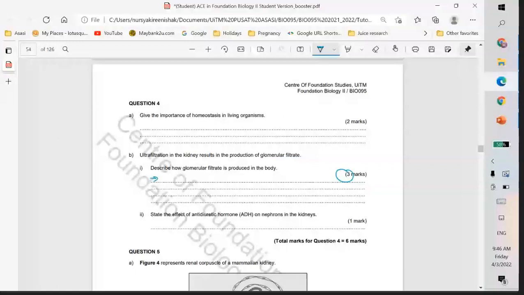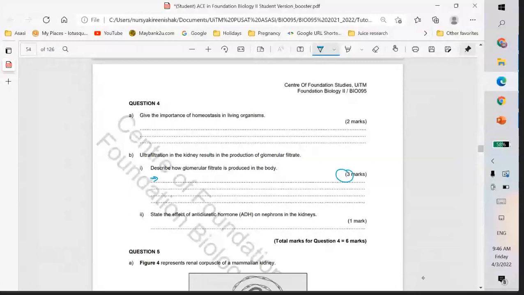So the question basically asks, describe how glomerular filtrate is produced in the body. Okay, glomerular filtrate. So this is the structure of the glomerulus here. What is the glomerulus? Glomerulus is blood vessels that receive blood from the afferent arteriole. Blood flows into the glomerulus and then out into the efferent. So the diameter of afferent and efferent will be different.